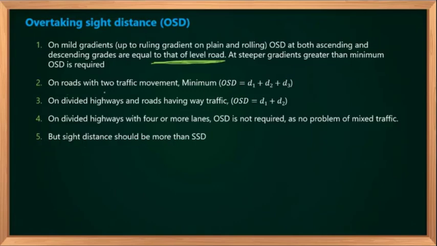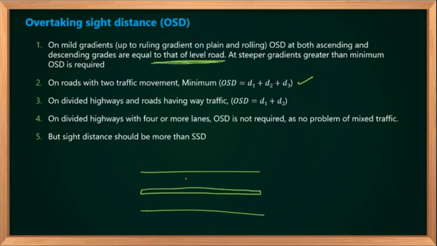Next, on roads with two-way traffic, the minimum distance is this one. See here, on divided highways, let us assume there is a divider provided here, and the vehicle has to move like this. Then this fellow will move like this, right? No need to consider anything about C1 and C2. This distance is not necessary. Since this is divided, we need not consider the D3 position. So this D3 gets cancelled here. Are you getting the point?